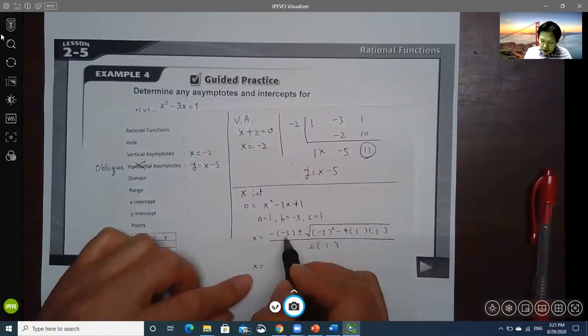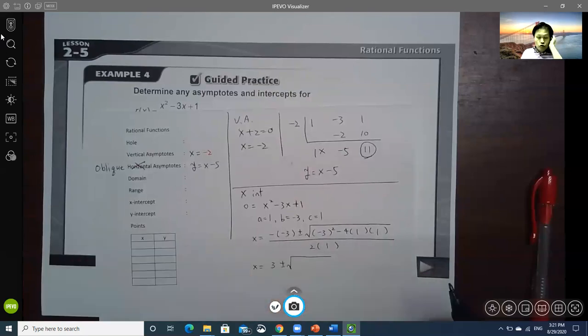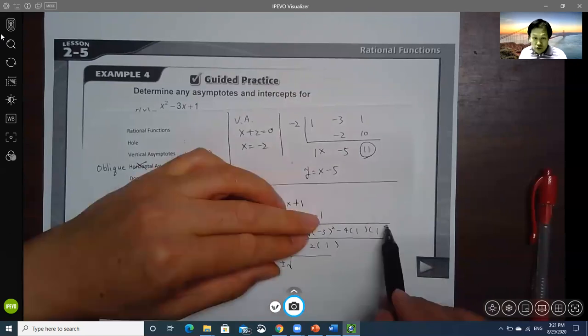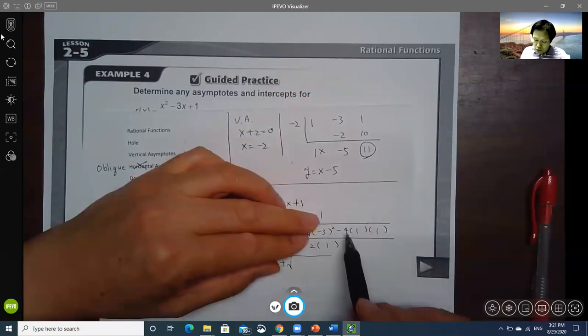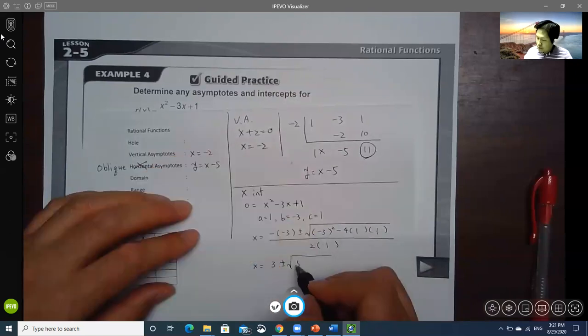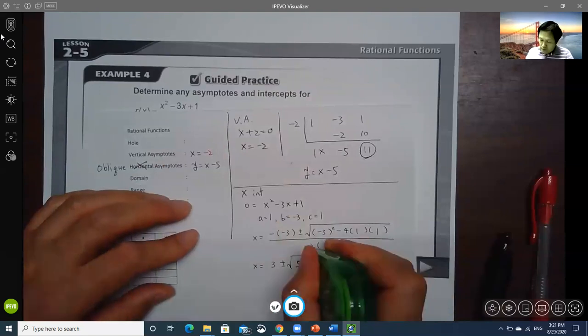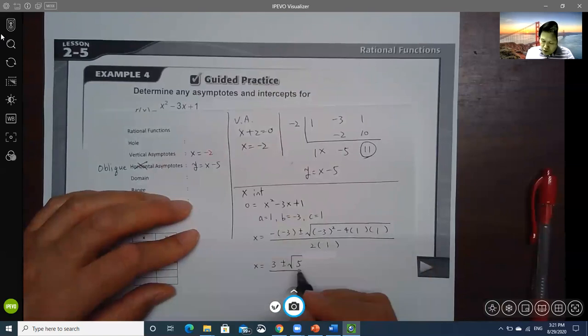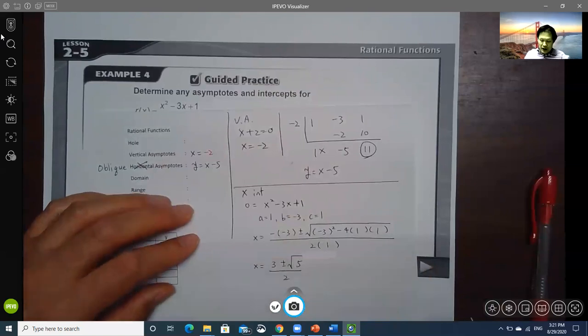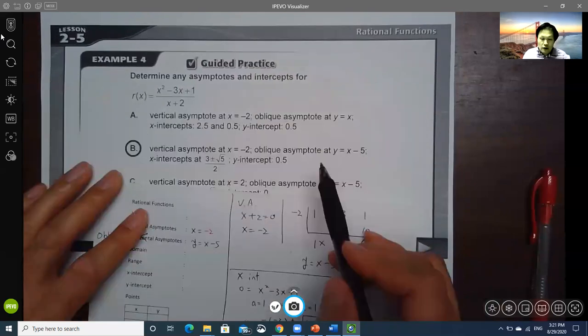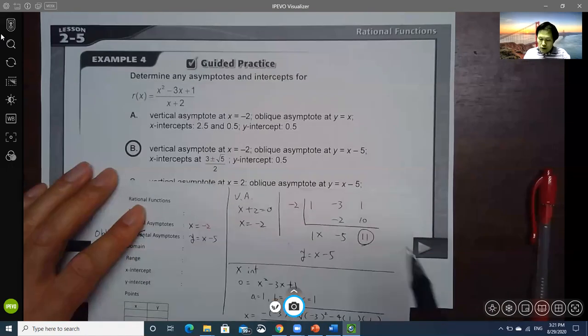Double minus makes positive. You do want to type what's inside the root. So 9 minus 4 will make 5. That's not that bad. All over 2 times 1, which is 2. That's your x-intercept. And yes, they got the x-intercept there.